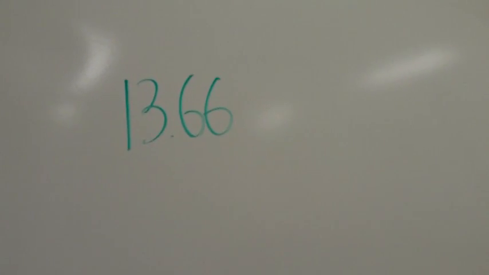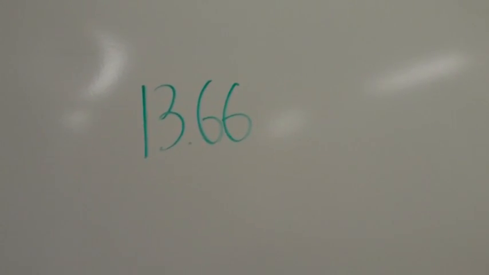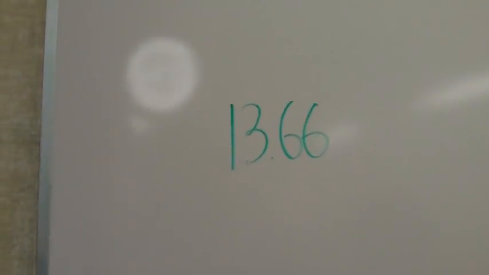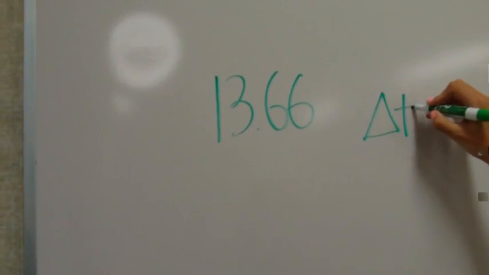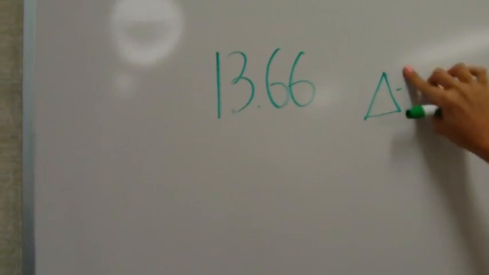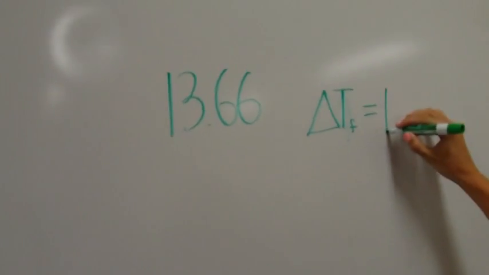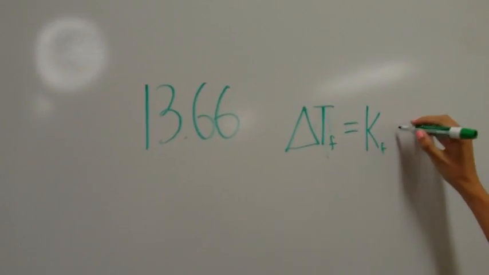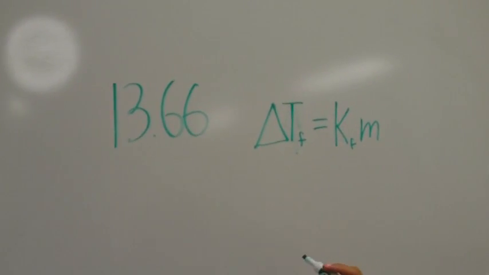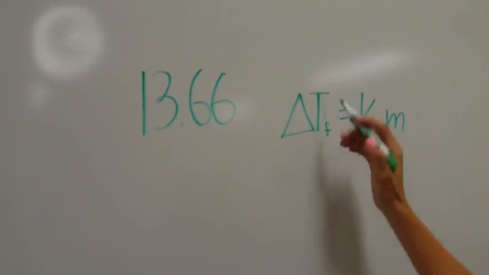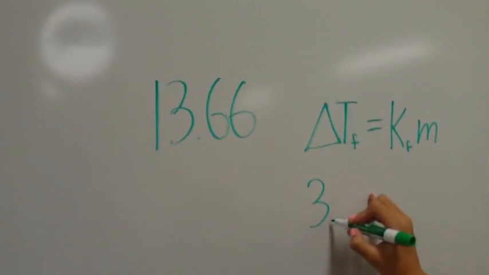All right, number 13.66. How many grams of sucrose are needed to lower the freezing point of 125 grams of water by 3 degrees Celsius? All right. So, the equation that we're going to use for this problem is delta T, which is freezing point depression, equals K sub F times molality. So in the problem they give us the lowering of the freezing point temperature, which is 3 degrees Celsius.